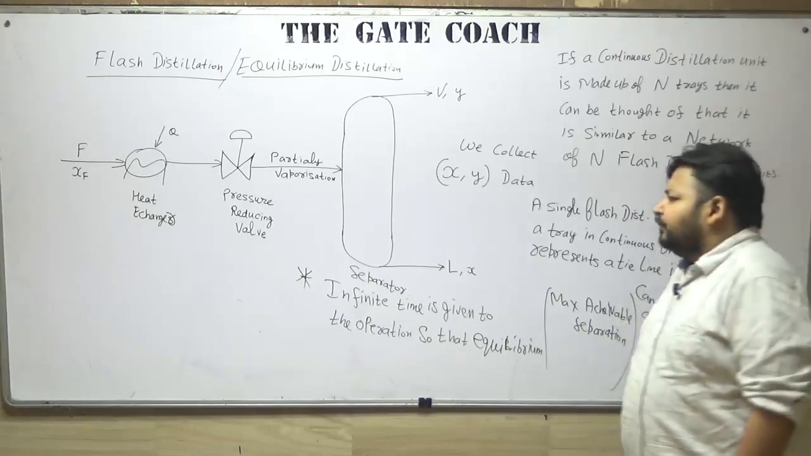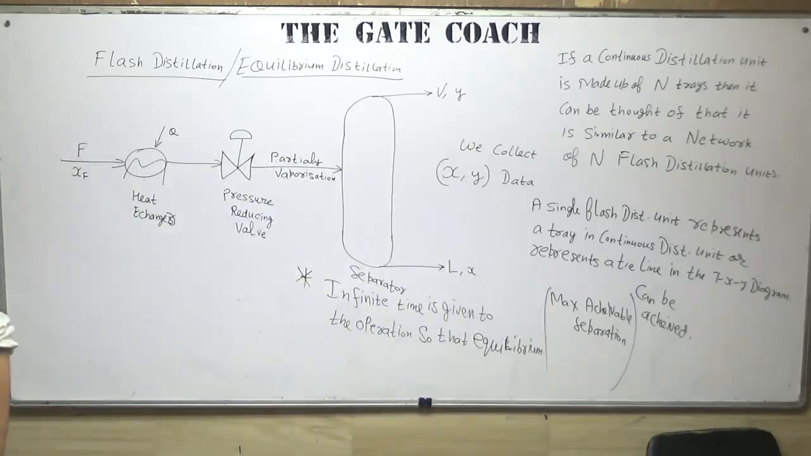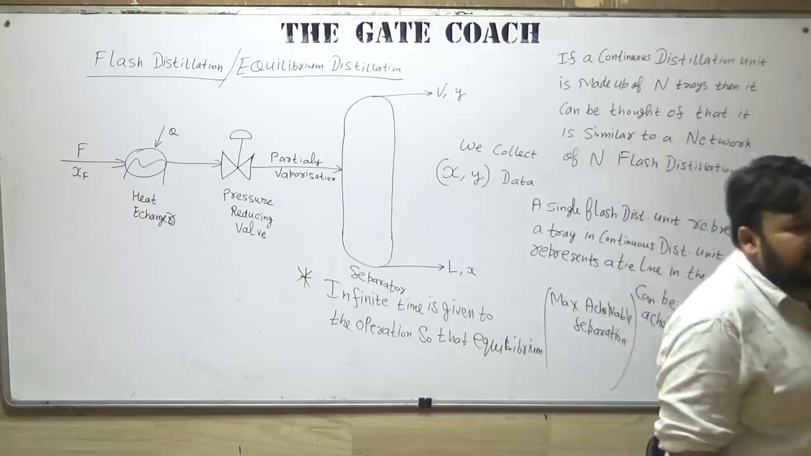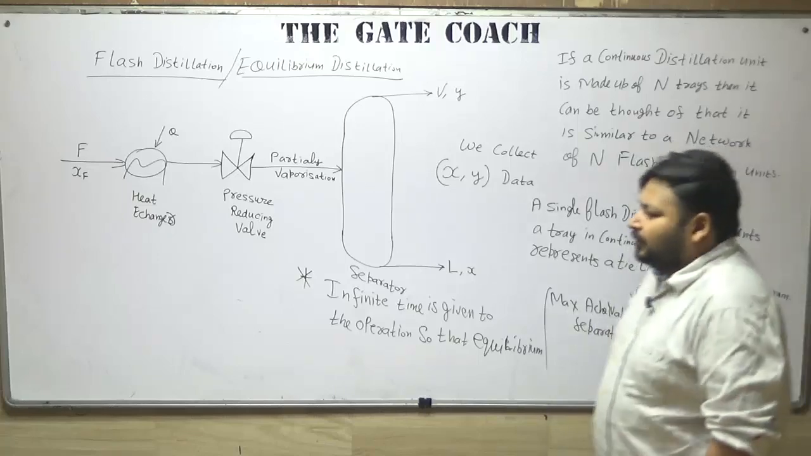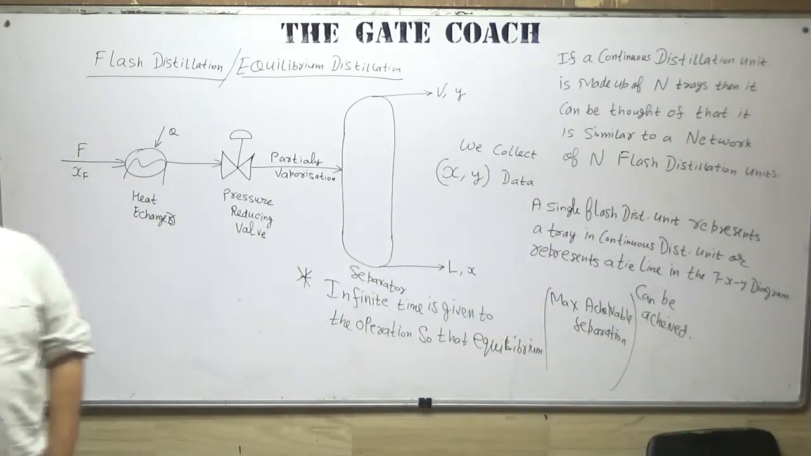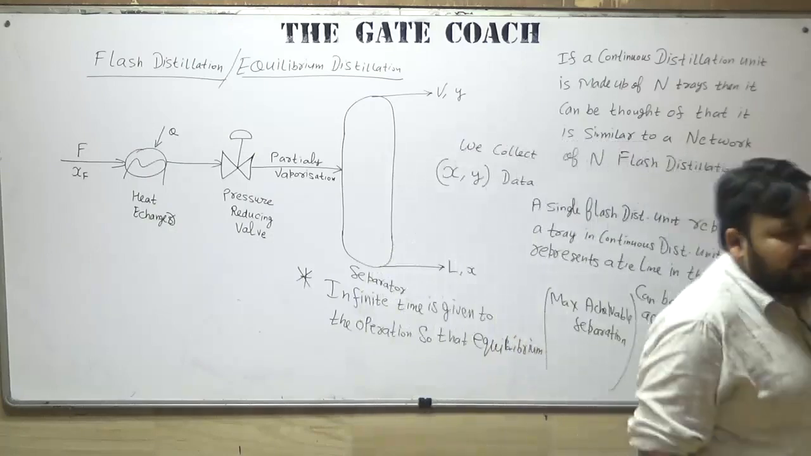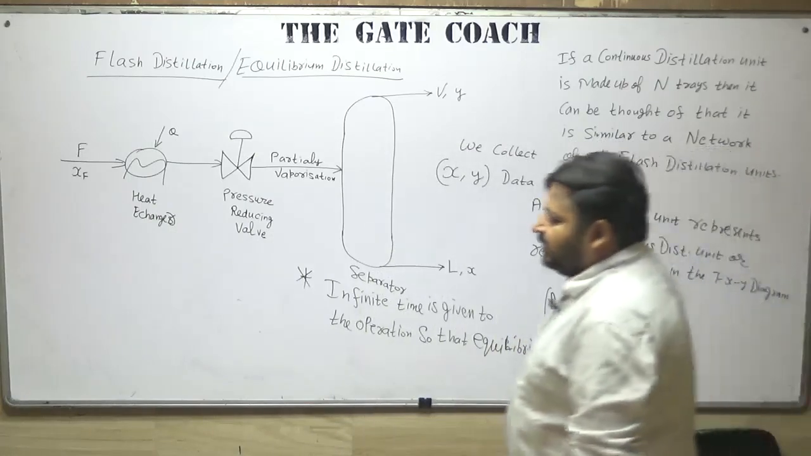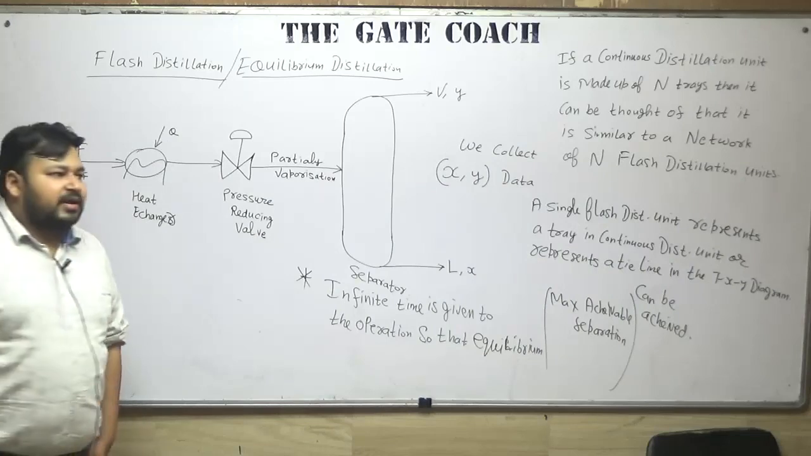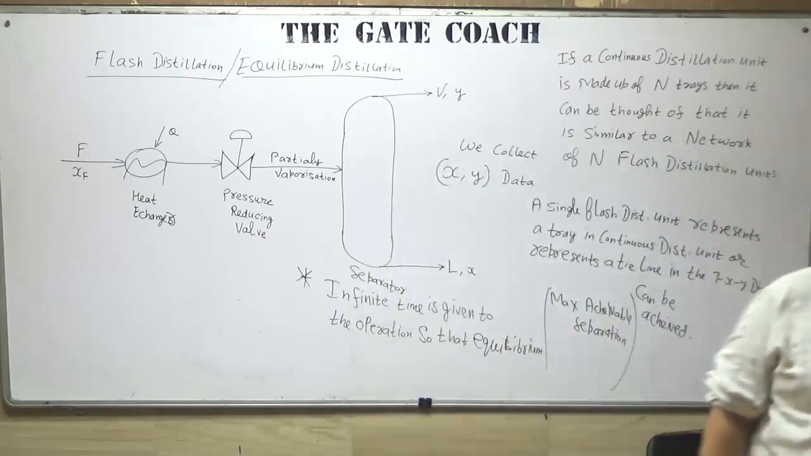Where infinite time is provided, liquid vaporizes and vapors condense. A point will come when the rate of vaporization and the rate of condensation become the same, and the maximum separation has been achieved.